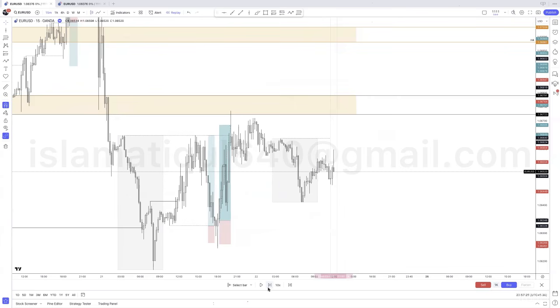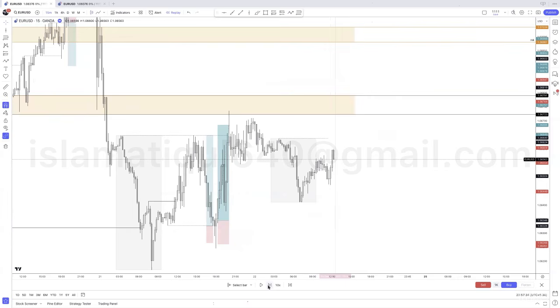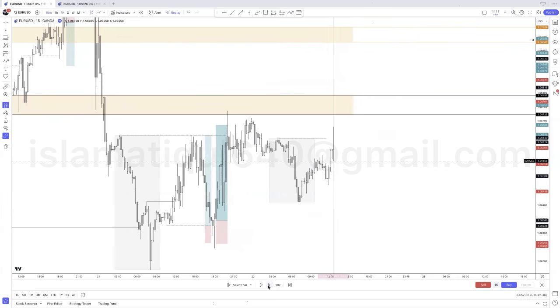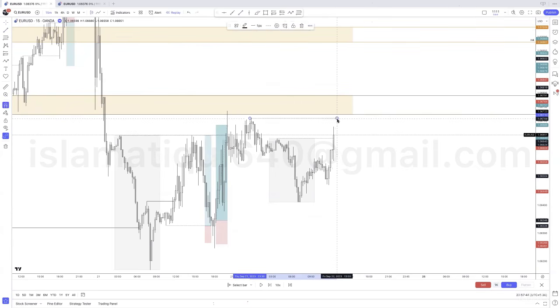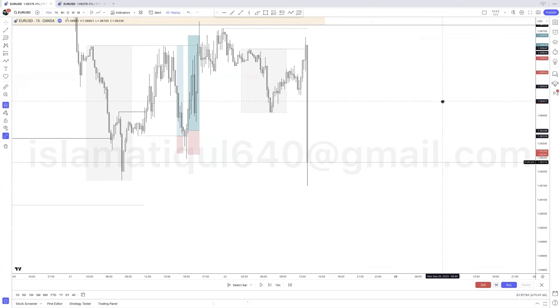Nothing yet. Moving up. London is about to open. Nothing yet. There we have a sweep of the London high. But I think this high might also be liquidity and it might give us a tap into this itself. Might take out this one and this one. So I'm not going to pull the trigger here. Let's see. Oh.